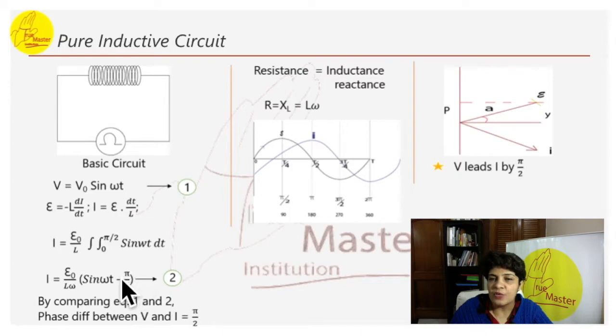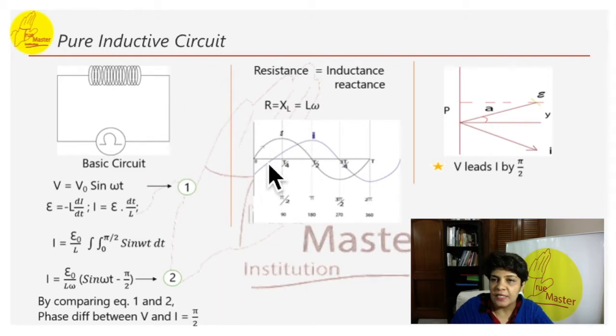So this is the value where current is lagging behind. This is the value for E and this is the value for I. So V is ahead; V leads I by pi by 2. And this value is the inductive reactance, XL, called the inductive reactance, which is the other symbol for resistance in case of an inductive circuit.